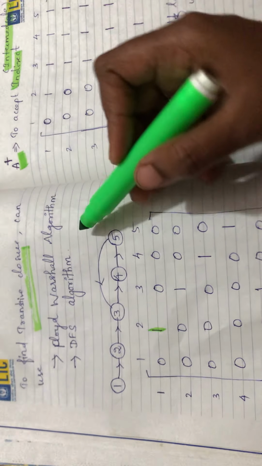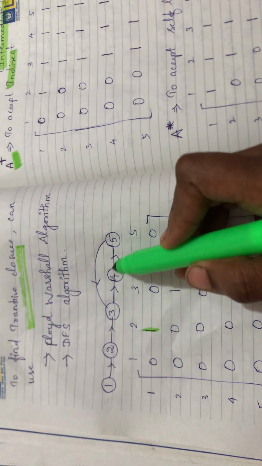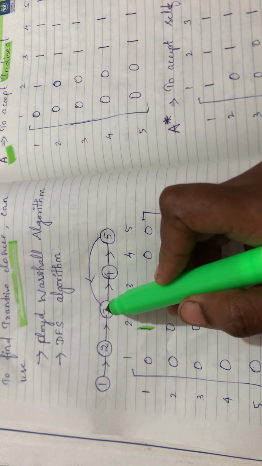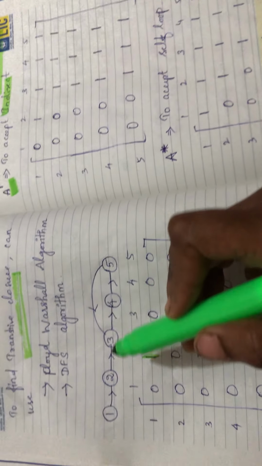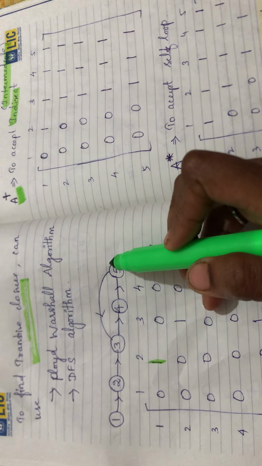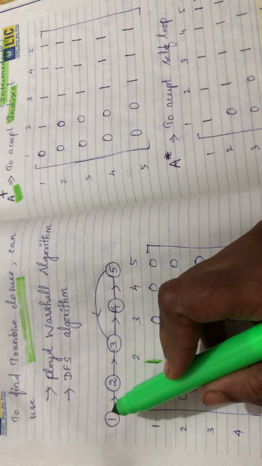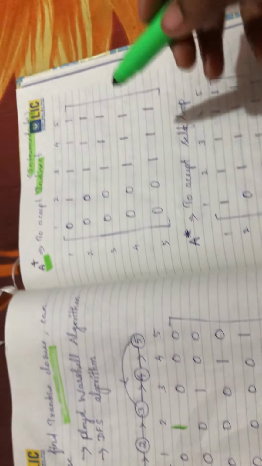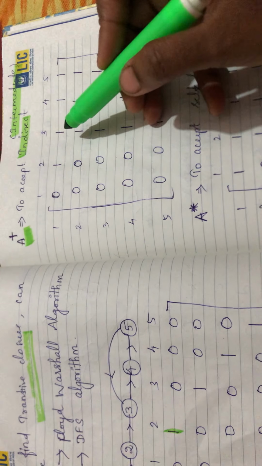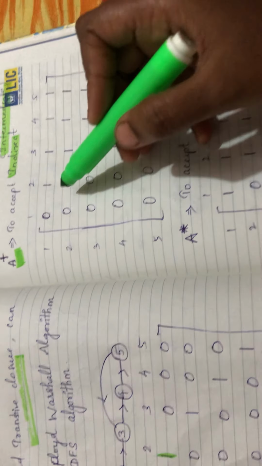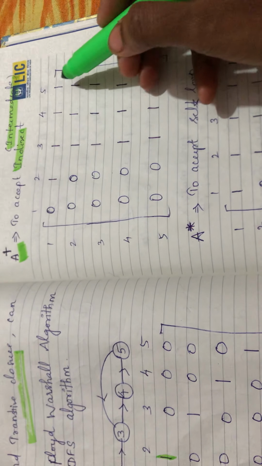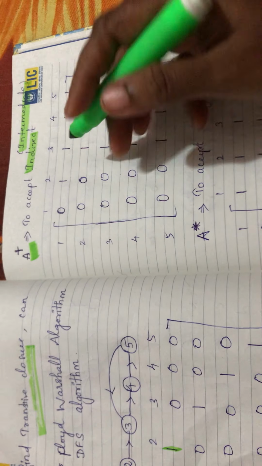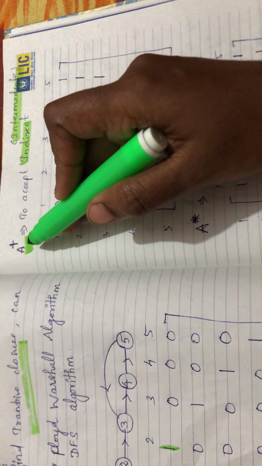Likewise 1 to 4: no direct path, but the intermediate path is 1 to 2, 2 to 3, 3 to 4. Likewise 1 to 5: no direct path, but the intermediate path is 1 to 2, 2 to 3, 3 to 4, 4 to 5. Likewise, if an intermediate path is available we represent it with 1, others are 0. This is the A plus.